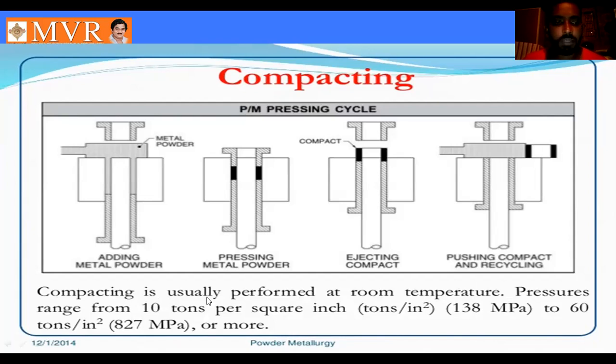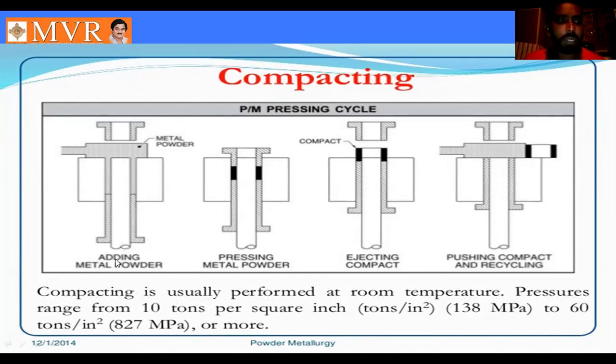At room temperature, pressures range from 10 tons per square inch, which is 138 megapascal, up to 60 tons per square inch, which is 827 megapascal or more. This type of pressure is used on the powder.